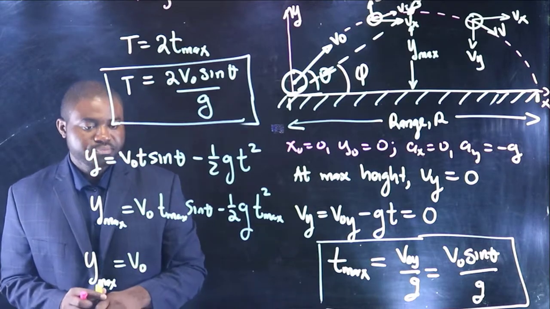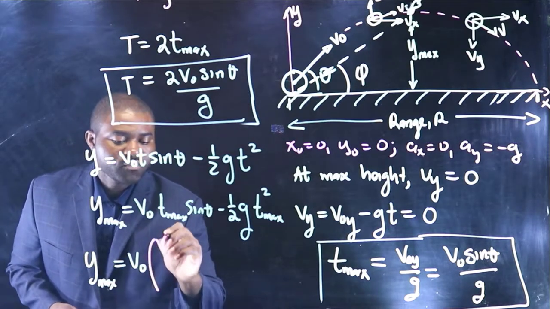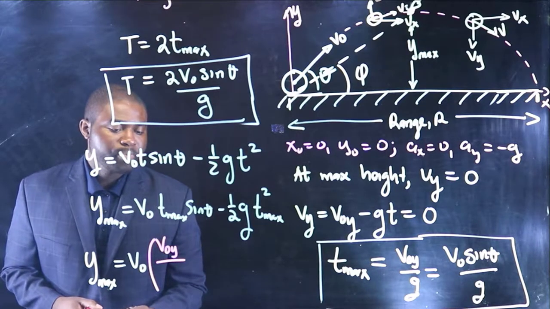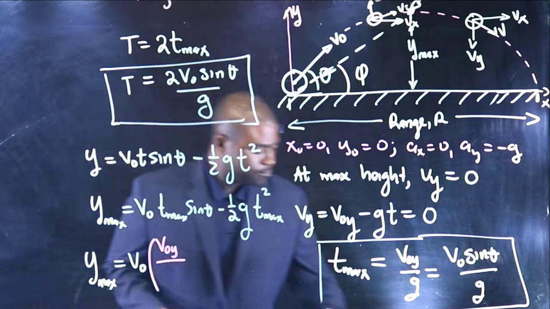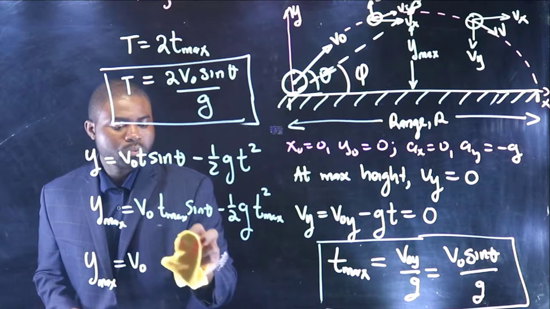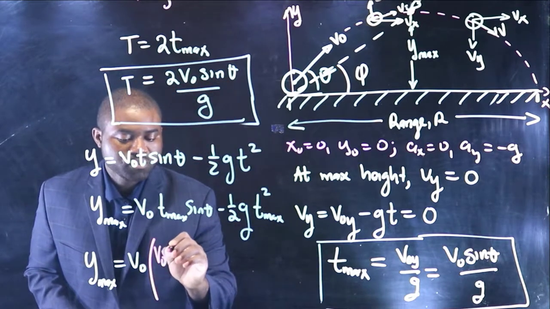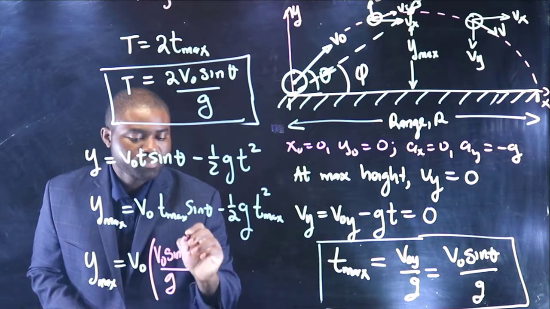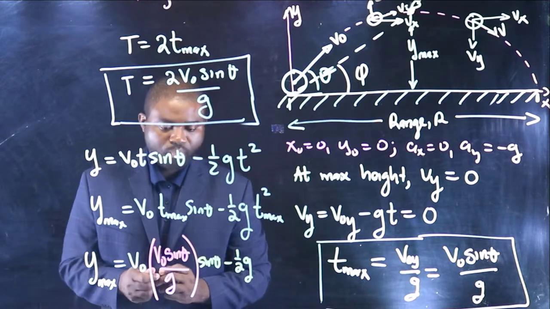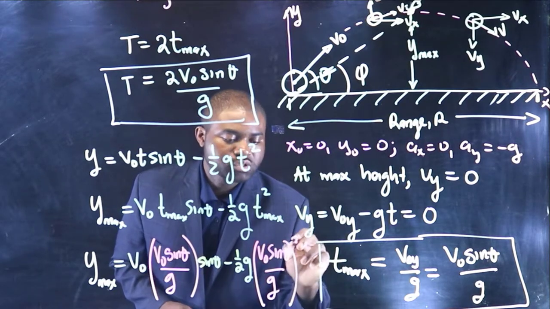will become V naught, T max, which is V O Y divided by G. So we will have here V naught sine theta over G, sine theta, minus 1/2 G times V naught sine theta over G, all squared.